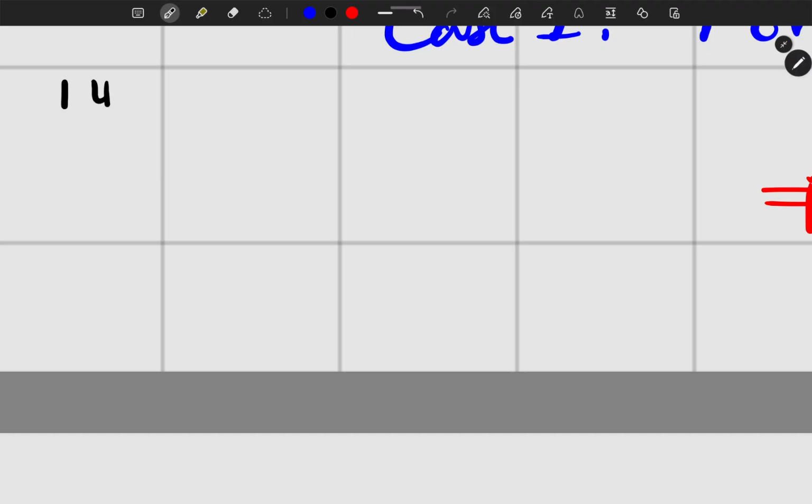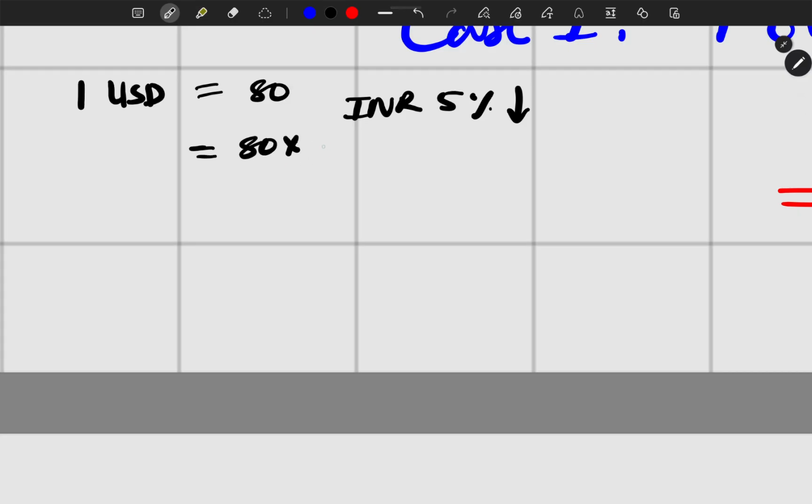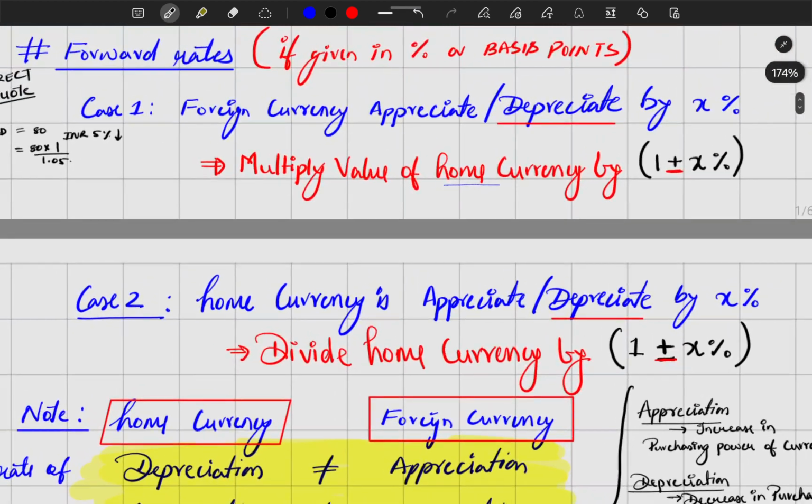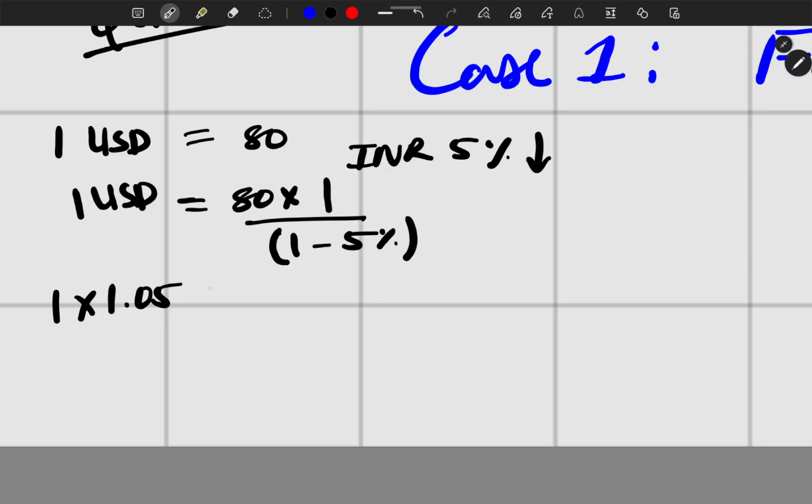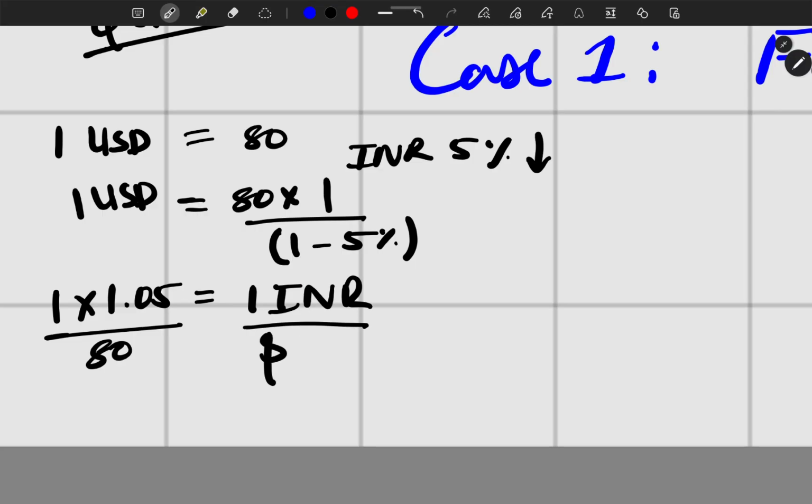To do the same, let's say you have 1 USD equals 80. Now we say the INR is depreciating by 5%. What do you do? You either do 80 times 1 by 105. Sorry, when it's depreciating, you deduct it. 1 minus 5%. Or what we can do is 1 times 1.05 divided by 80, and that's 1 INR per USD, per dollar. Basically, this will yield a different answer, but the intuition remains the same.